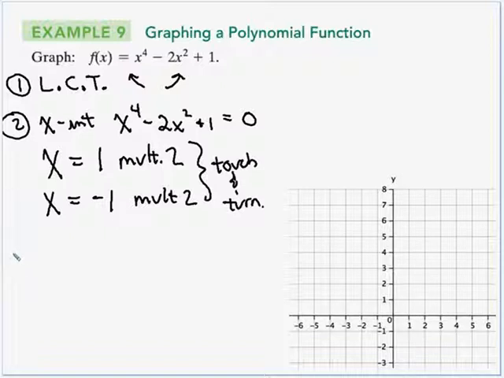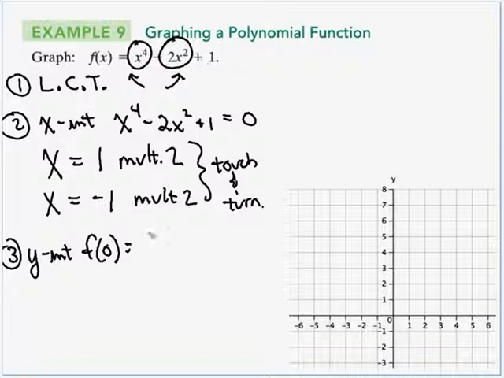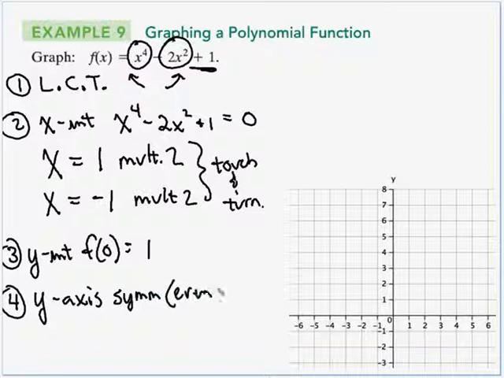Step 3 was the y-intercept, and that is f of 0. So let's see, I'll plug in a 0 for x. That 0 to the 4th is 0. 2 times 0 squared is 0, so my y-intercept is 1. Step 4, do we have symmetry? I see my exponents are 4 and 2. Those are even. And remember, constants just slide you up and down the y-axis, and that does not destroy y-axis symmetry. So we do have y-axis symmetry due to our even function.